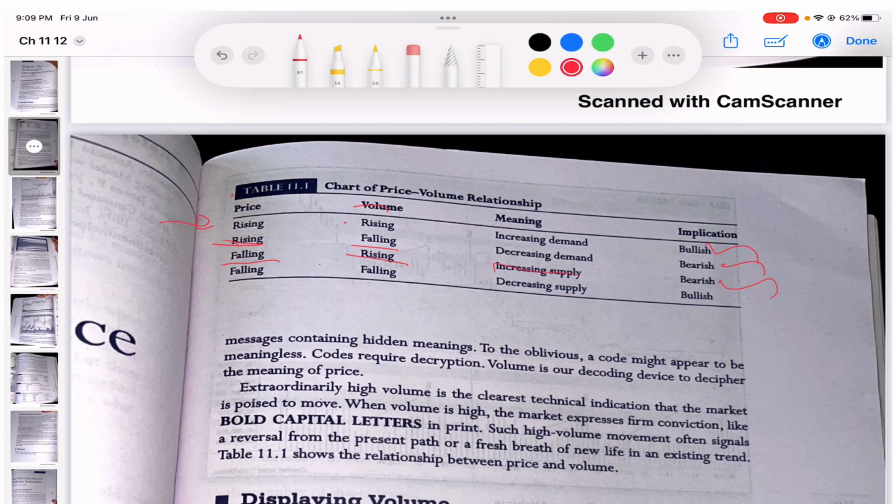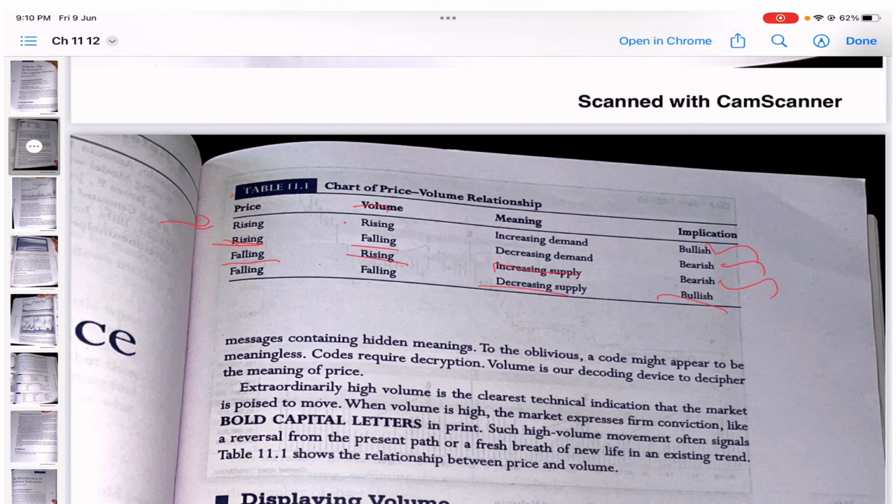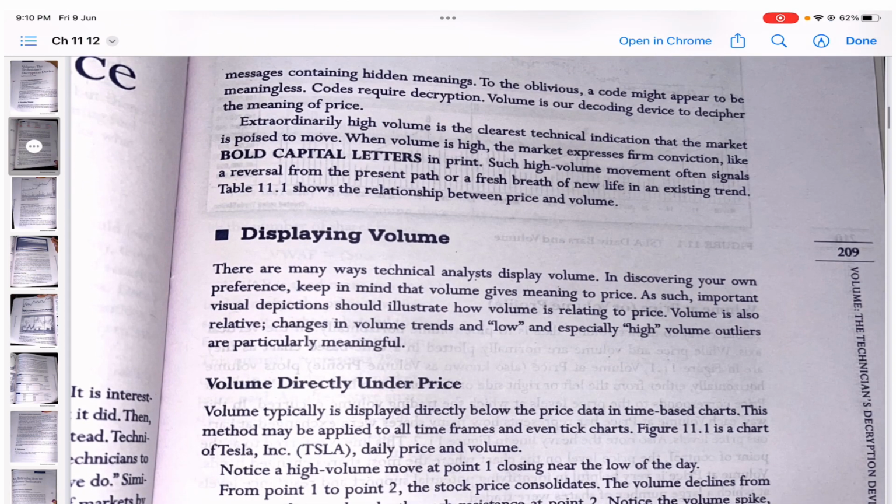The last one, price is falling, volume is also falling. So there is a downtrend in the market, but it is not supported by the volume since it does not have high volume. That is giving you an implication that the downtrend might come to an end because the sellers are not in favor. There is not enough supply. So that is decreasing supply. So the view is bullish because the market might now just change and go upwards.